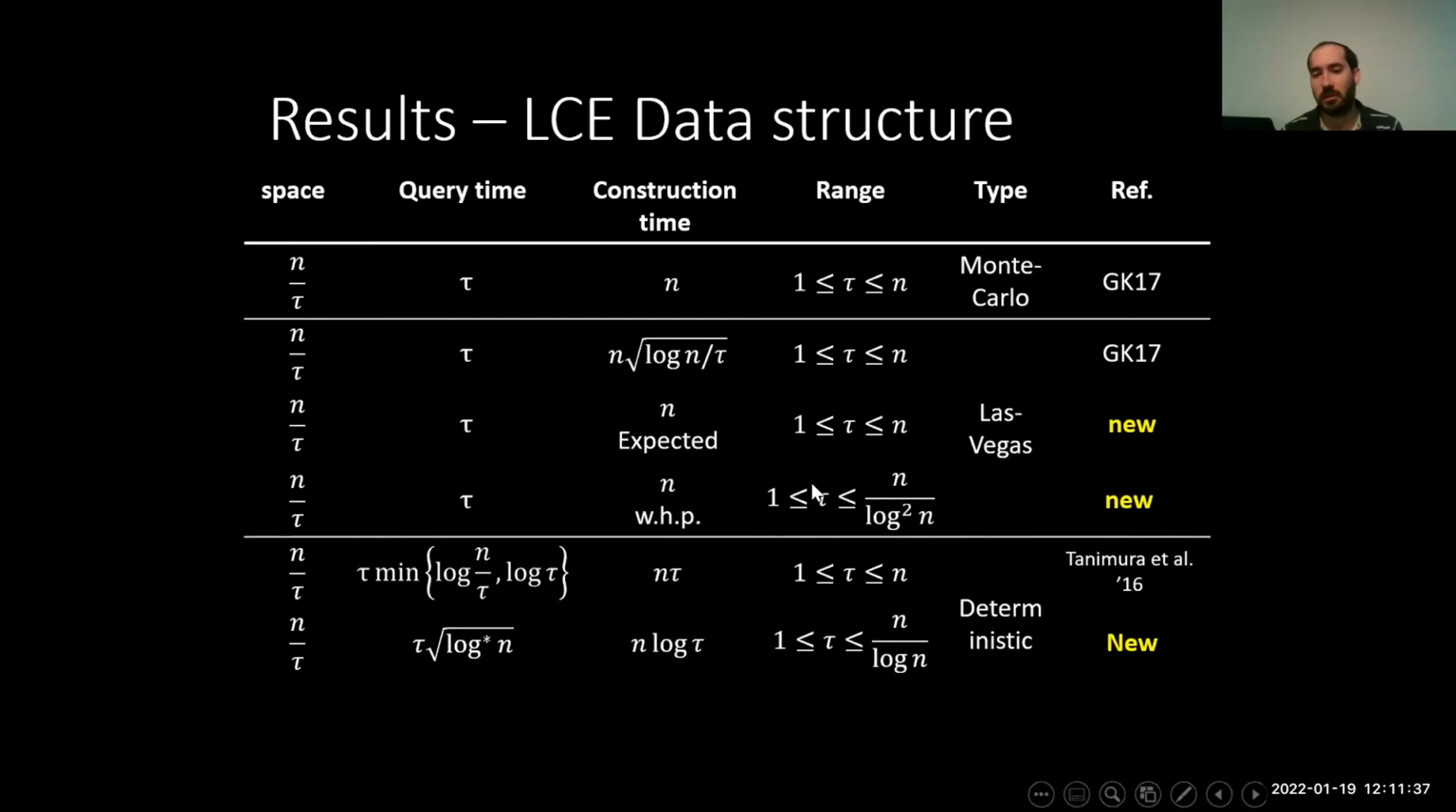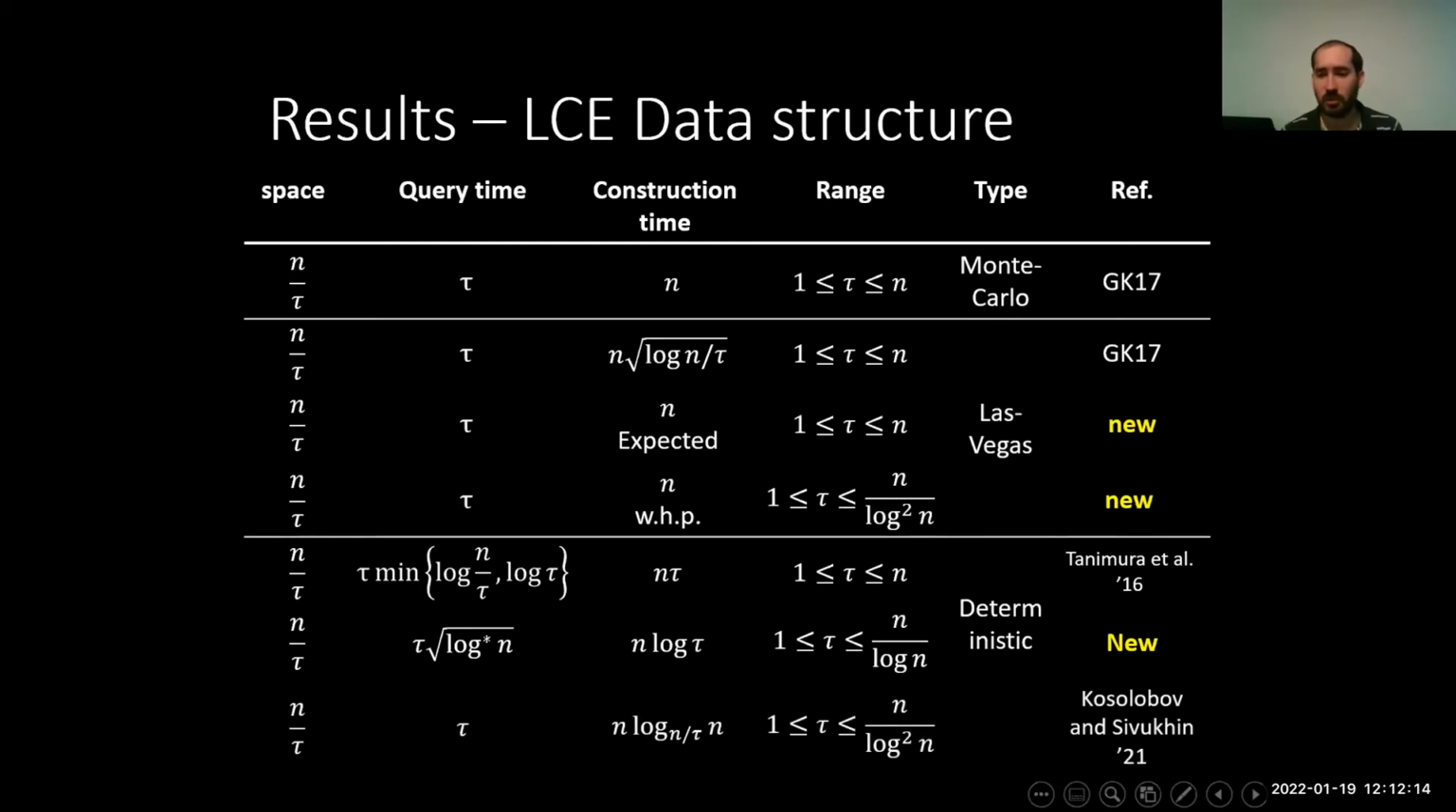And in the deterministic regime, the previous best result was by Tanimura et al. They have an additional factor in the query time of the minimum between log tau and log n over tau. So for tau which is some small constant polynomial in n, it is tau times log n. And also their construction time is not so good, it is n times tau. We improved the construction time to n log tau, and our query time is almost optimal, just off by a factor of square root of log star n.